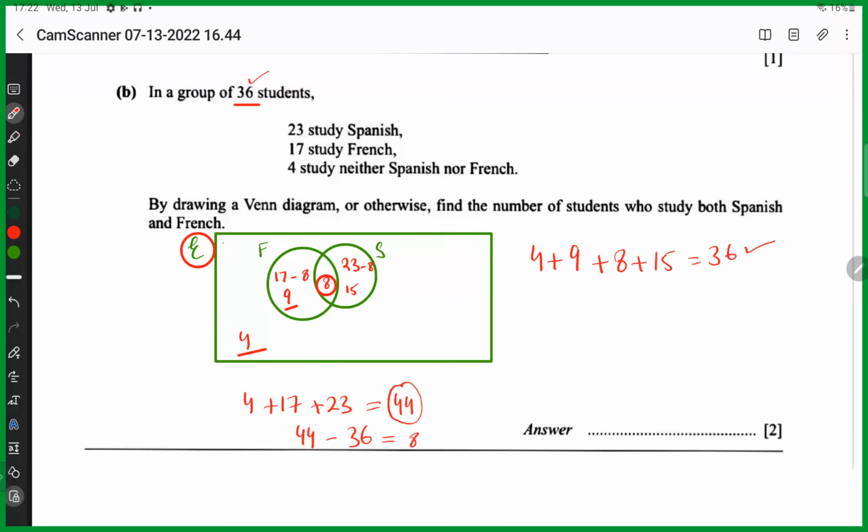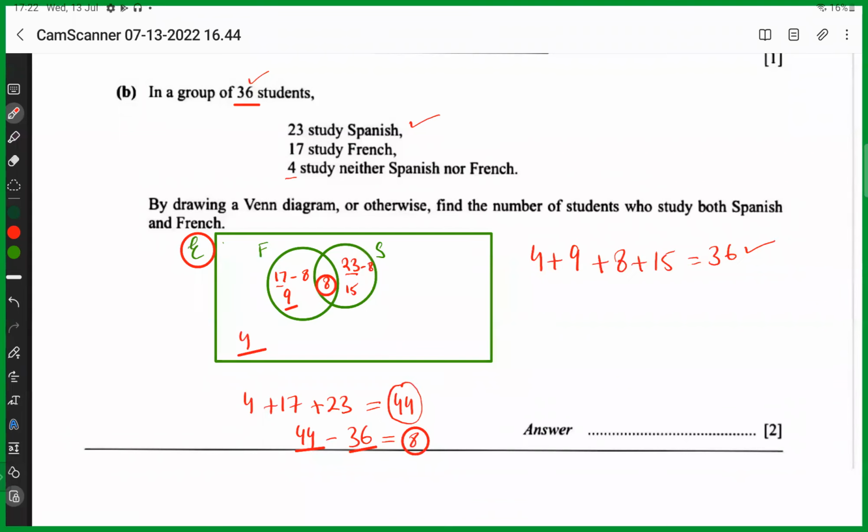Okay, 23 were taking Spanish. 17 were taking French. 4 were studying neither Spanish nor French. The total sum turned out to be 44. That was not right. I have 36 students in total. I had to find the difference, and the difference was 8. This 8 basically means I have 8 students who are taking French and Spanish.